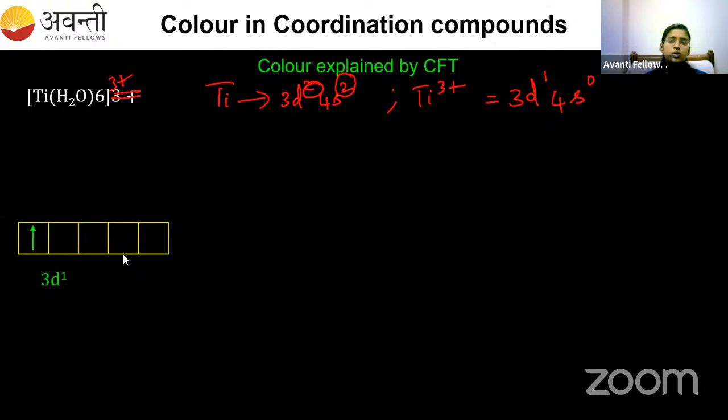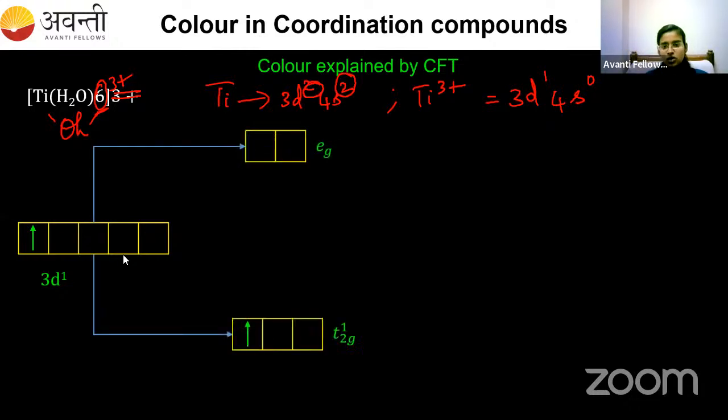Now according to crystal field theory, octahedral complexes will have octahedral splitting, right? Since we have 6 H2O molecules, it is an octahedral complex. So octahedral splitting will be 3 below and 2 above. The first 3 orbitals, the t2g orbitals, will come down in energy and the eg orbitals will go higher in energy, right? And the 1 electron which is present in the 3d orbital will go to t2g.